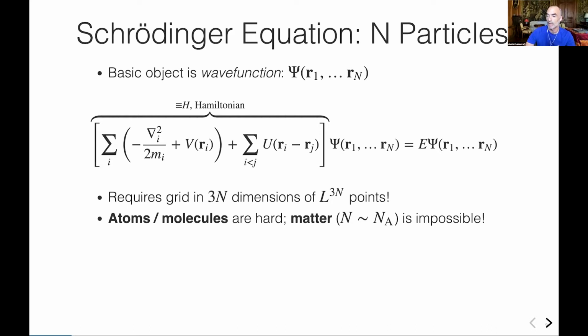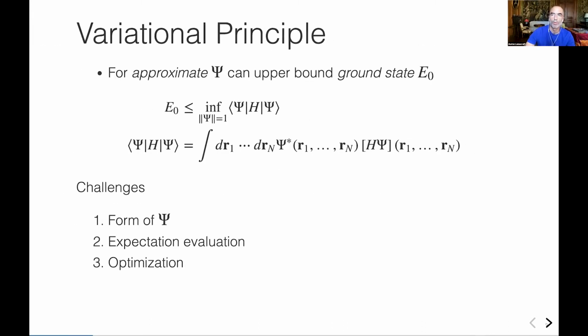Dealing with matter, I'm a condensed matter physicist by training, where you've got an Avogadro's number of particles becomes impossible. So what you do, in fact, is work with approximate wave functions. You introduce some kind of family of many-body wave functions, and then you use a variational principle to try and optimize the parameters of that family. You do that by evaluating the expectation of the Hamiltonian operator, and that expectation involves an integral over all of these n coordinates.